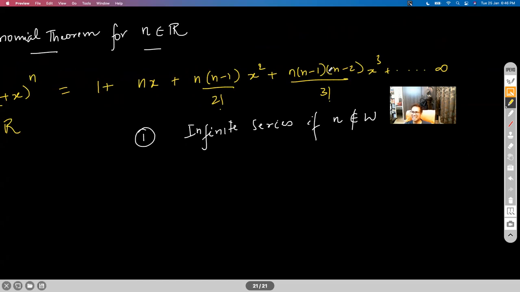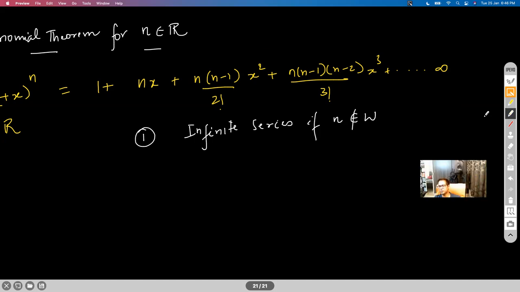Because you're always subtracting an integer from that number. And if that number is a negative integer, it is never going to vanish. If it is a fraction also, or a number having some decimal values, that is also never going to vanish. That's the whole reason why this entire series goes on and on forever. Okay. That's number one point to note down.